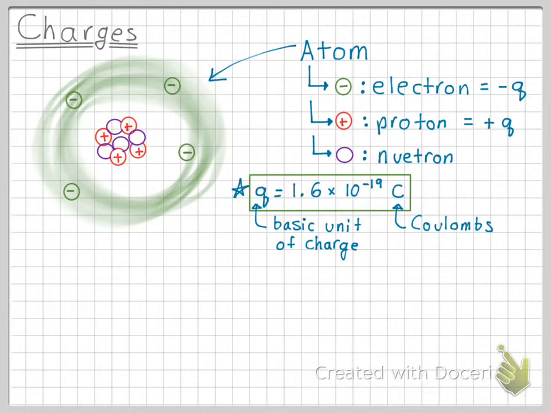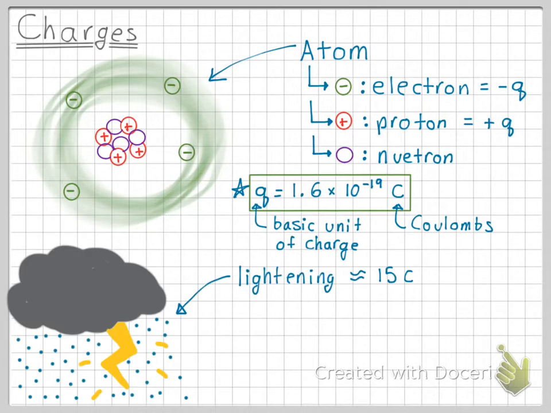The unit for coulomb is a rather large unit. A lightning bolt, for example, has a very large amount of electrical charge, and it's only around 15 coulombs of charge. So coulomb is a very, very large unit.